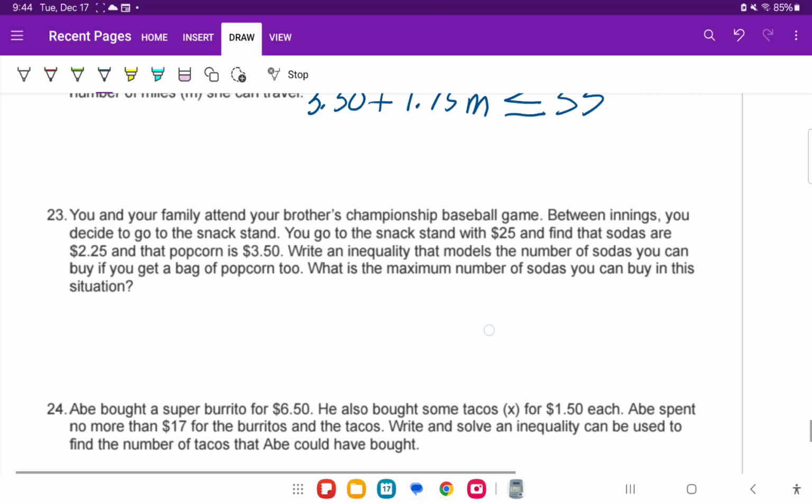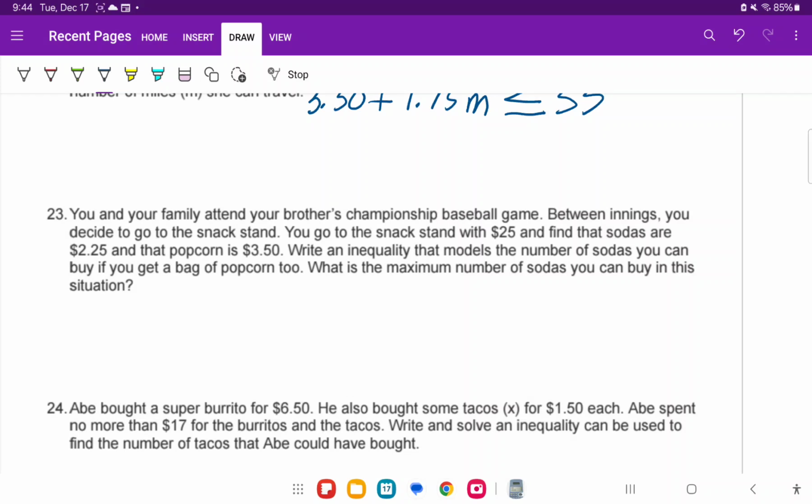All right, number 23, you and your family attend your brother's championship baseball game. Between innings, you decide to go to the snack stand. You go to the snack stand with $25 and find that the sodas are $2.25 and that popcorn is $3.50. Write an inequality that models the number of sodas you can buy if you get a bag of popcorn too. What is the maximum number of sodas you can buy in this situation?